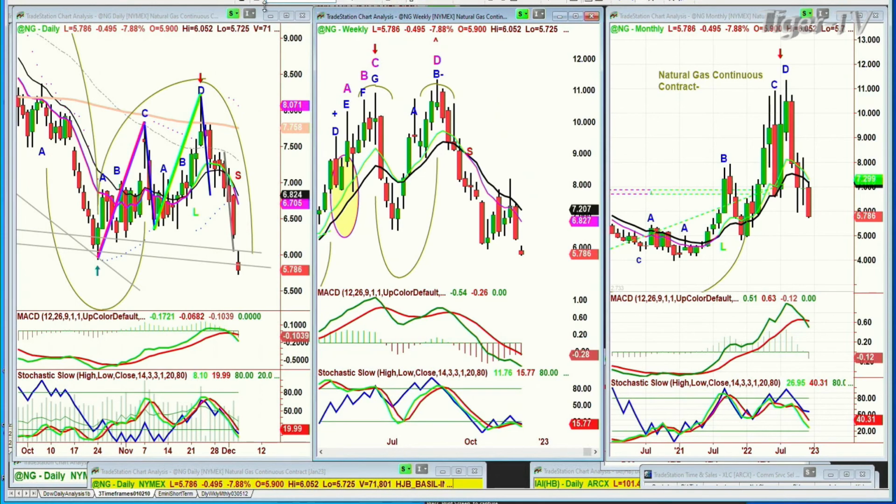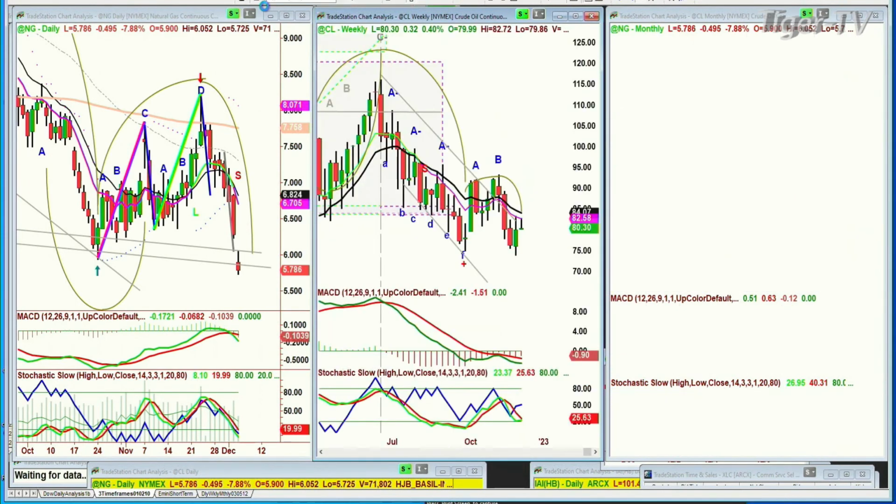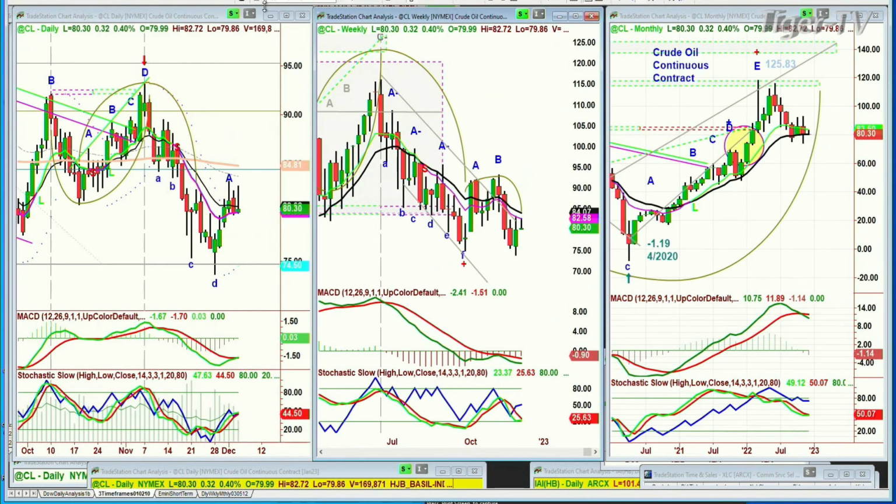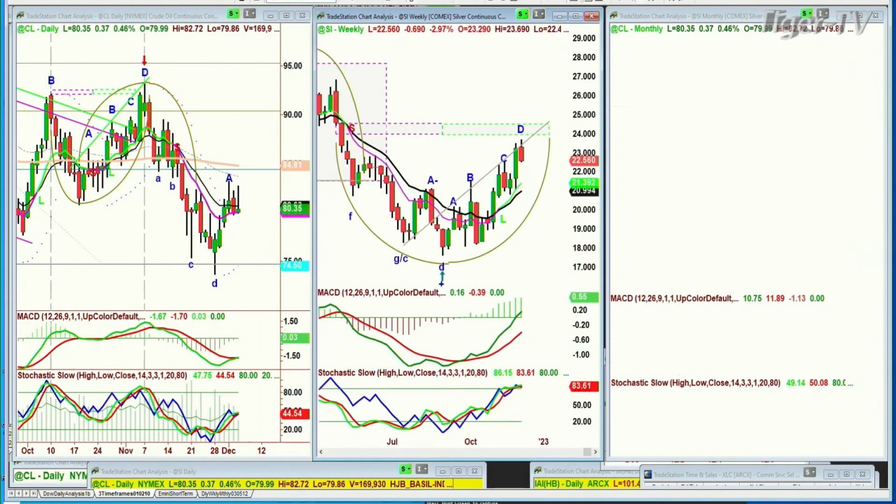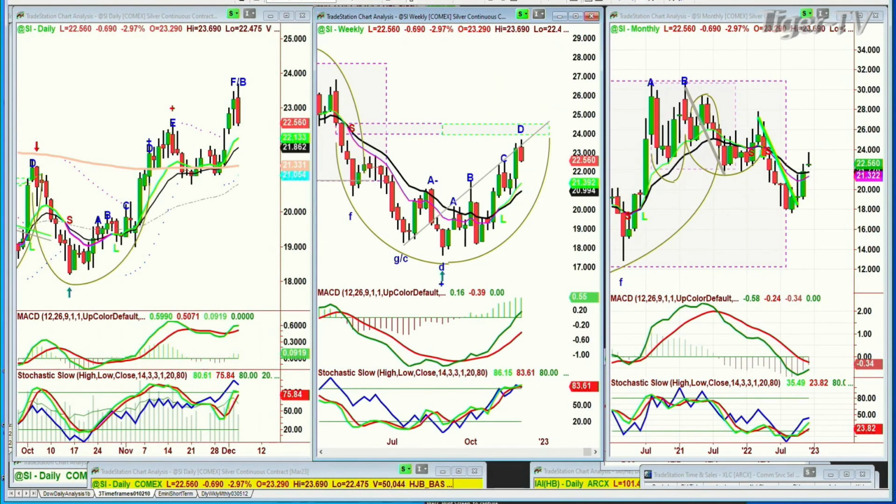Okay, so now let's go through this. Crude oil. Crude oil is trading down now from its high this morning of 82.72. It's now at 80.30. It's already struggling under the 200-period moving average. If you're looking at silver, I want you to get back to silver. Silver's acting just a much better chart formation, but this leg, potential peak F, we'll see if that happens.